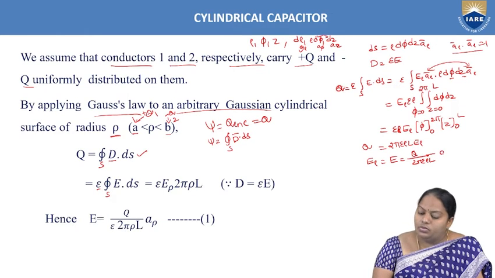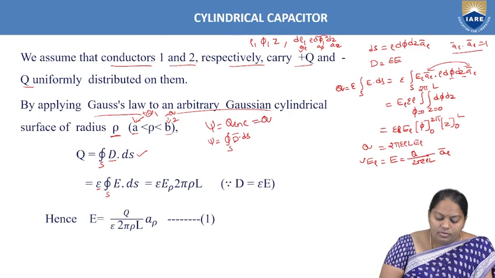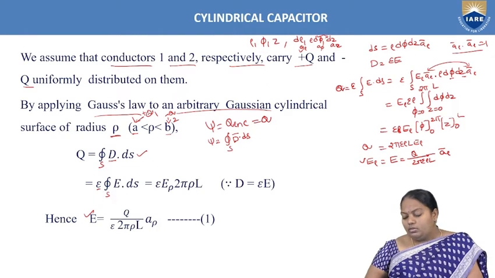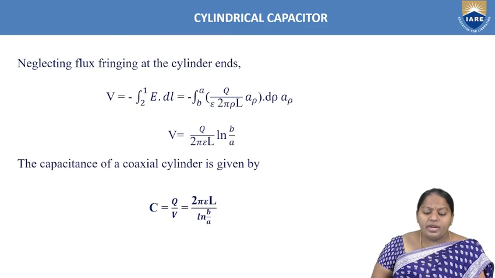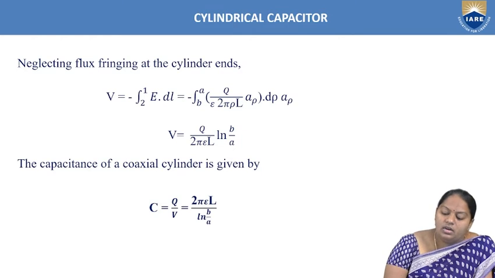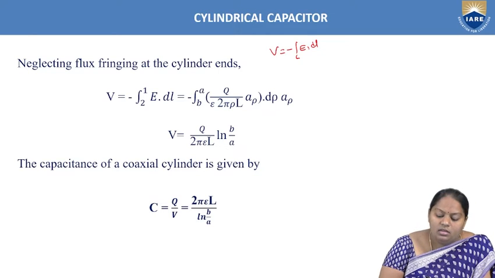Into a rho. So from this we have got the equation for E as Q by 2 pi epsilon rho L into a rho. Right? Now after finding this E, we need to find from that E the electric potential V. And we know that the relation between V and E is given by minus integral E dot dl, and the length is between the cylinder radii, which is from A to B.